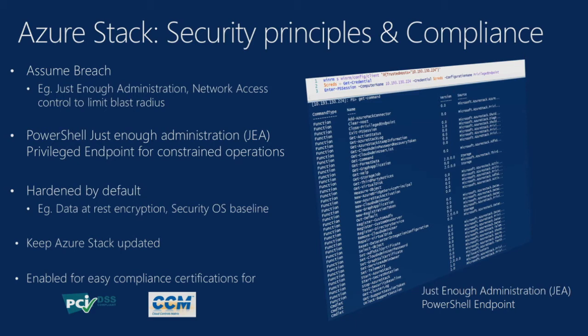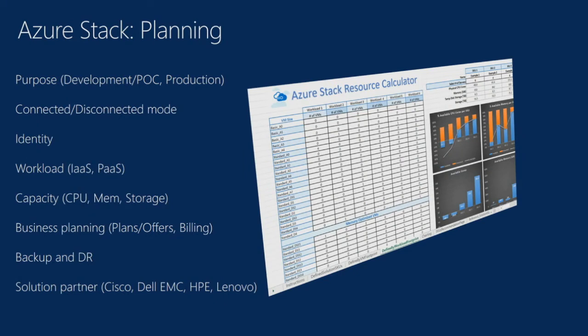compliance standards. One is the PCI DSS, and the other is called the Cloud Computing Matrix. And this one is important because it is a superset of the technology controls that are required for a variety of other compliance standards. So we've tried to make it really easy for you to achieve compliance with these standards in the context of Azure Stack. Okay? So how should you think about planning for Azure Stack?